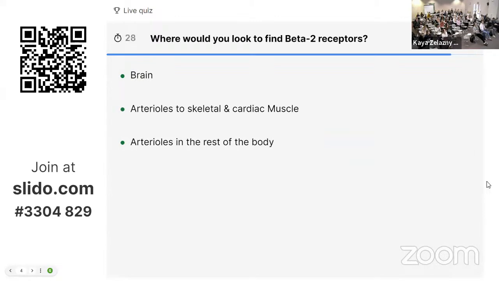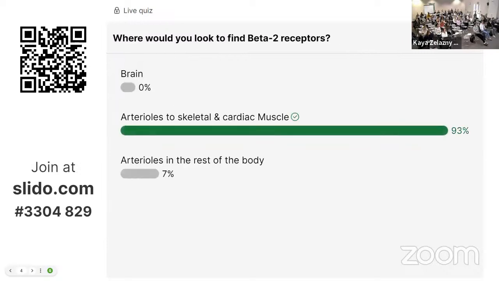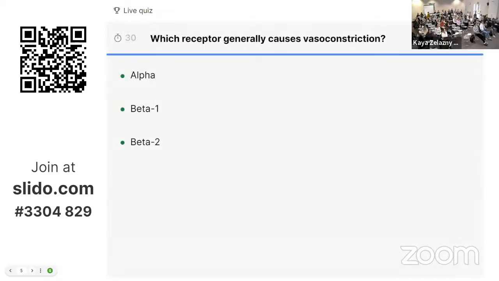So where were we looking for those beta 2 receptors? Yes, beta 2 receptors, specifically those beta 2 adrenergic receptors, are found in the vasculature going to the skeletal muscle and the cardiac muscle. So the beta 2 cause vasodilation.